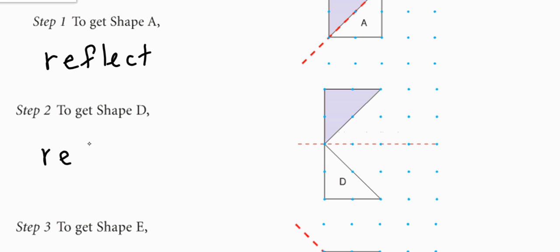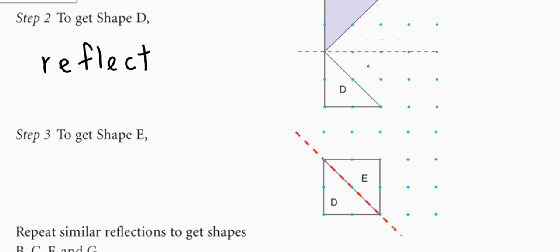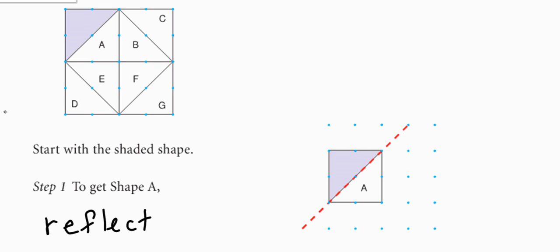So this is also going to be a reflect. Now, to get the shape that goes in here, shape E, I can reflect shape D. So you can see that we are doing a lot of reflections in order to get each of the shapes. Now, we can also get them in other ways.